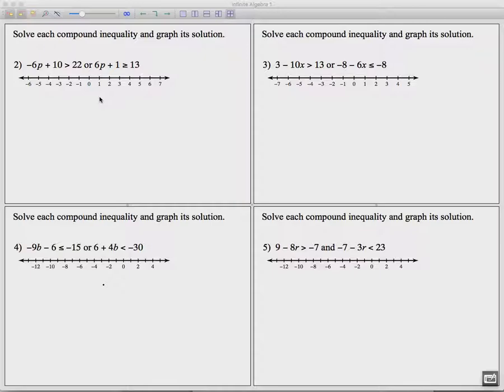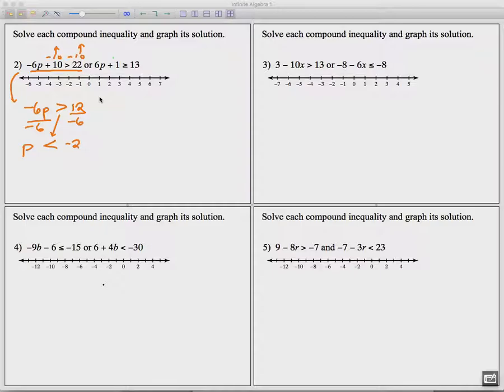So if you were to solve this inequality, we're going to first subtract 10 from both sides. I'm going to just show it above. If I subtracted 10, these would cancel. This would give me 12. So I really end up with negative 6p is greater than 12. And if I divide by negative 6, p is less than negative 2, and then the sign flips because I divided by a negative. So that's the first piece.